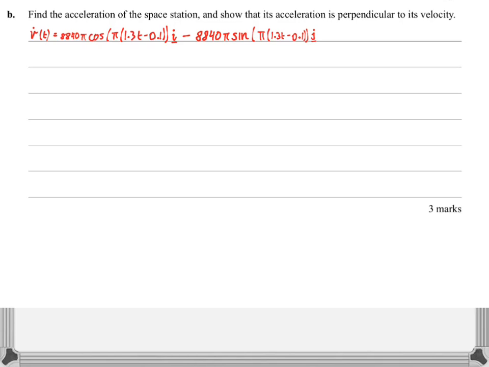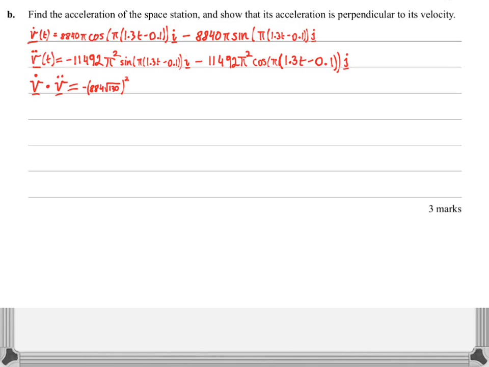Then we differentiate again to get the acceleration vector. There it is, and again, just keep the whole multiple of pi out the front. We've got pi squared this time. Basically we're taking this 1.3 and multiplying by the 8,840 to get that number. Now, velocity and acceleration are perpendicular when the dot product of our two vectors is 0. So we have to show that our dot product equates to 0. We'll go ahead and perform the dot product.